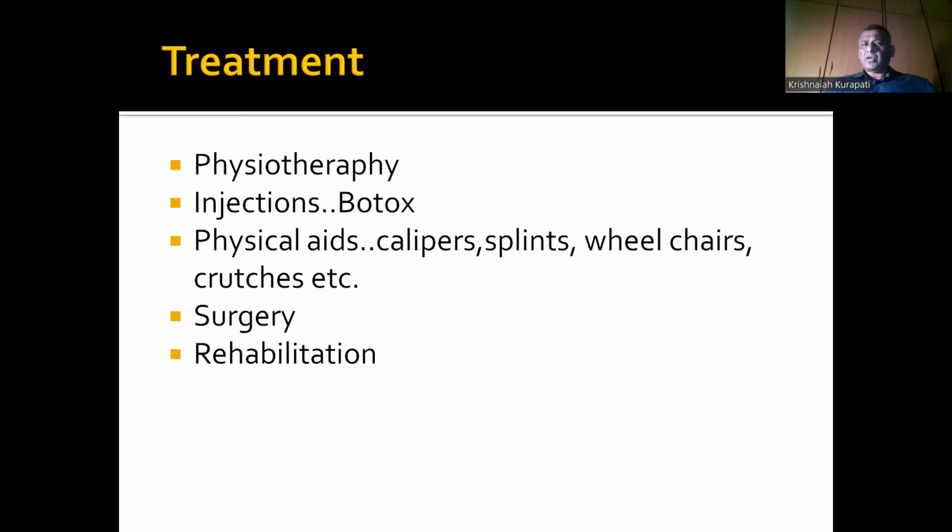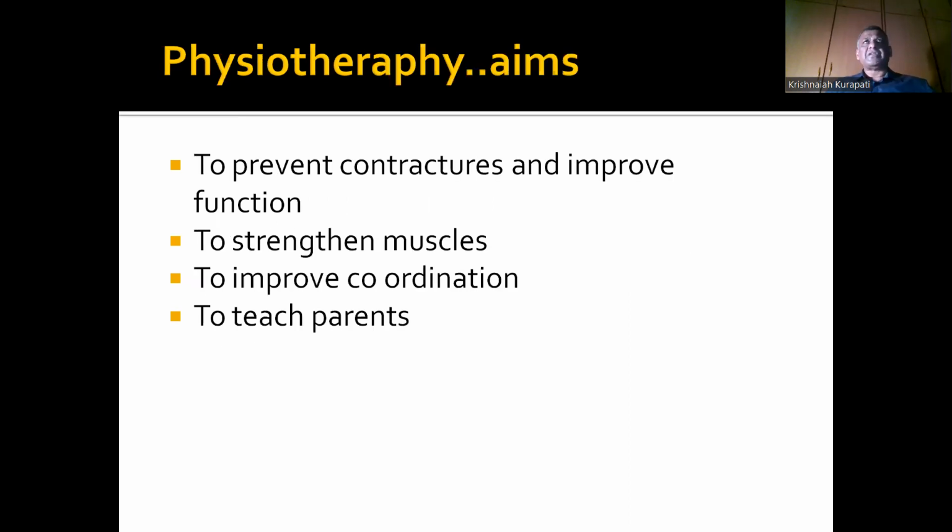But there are varieties of treatments available. Physiotherapy, injections, Botox, they're a bit expensive, but sometimes they work. Some children require calipers, splints, wheelchairs, crutches, etc. Surgery is a very effective treatment. Many children would improve tremendously with surgery. After that, they require rehabilitation. That means putting the child to some useful work.